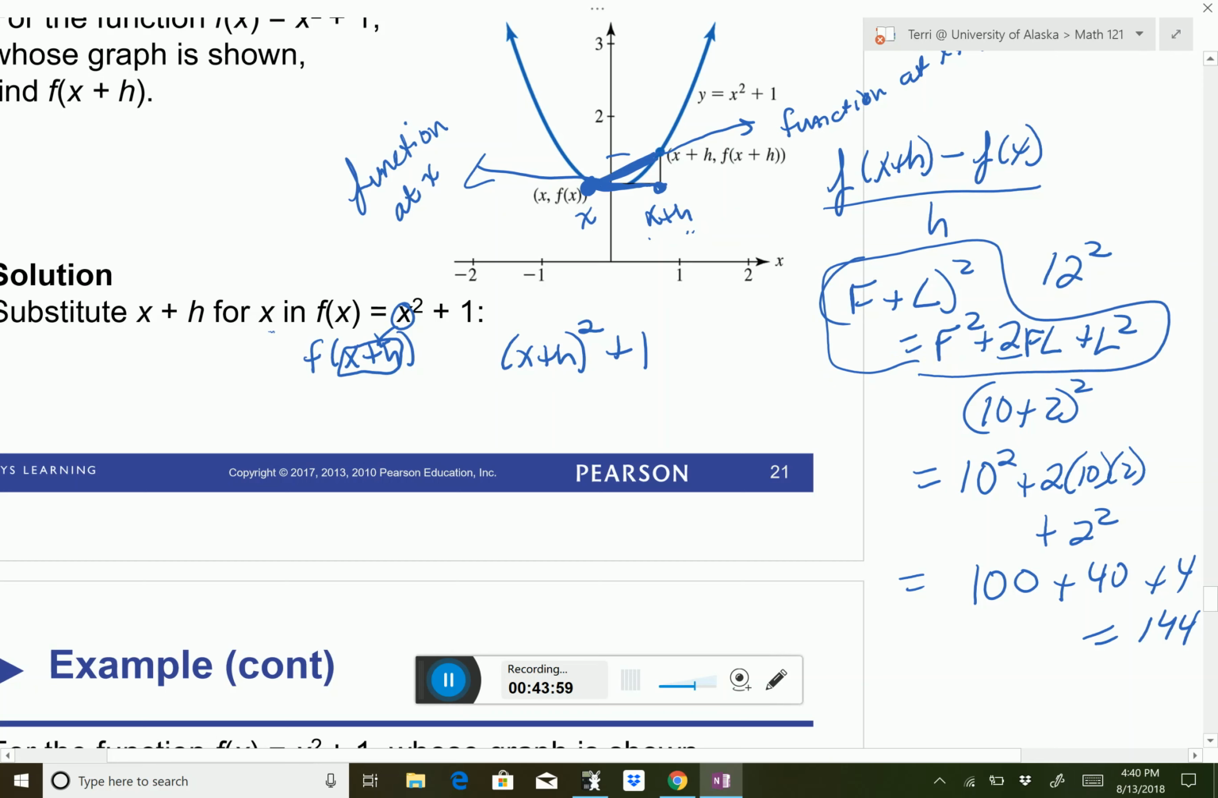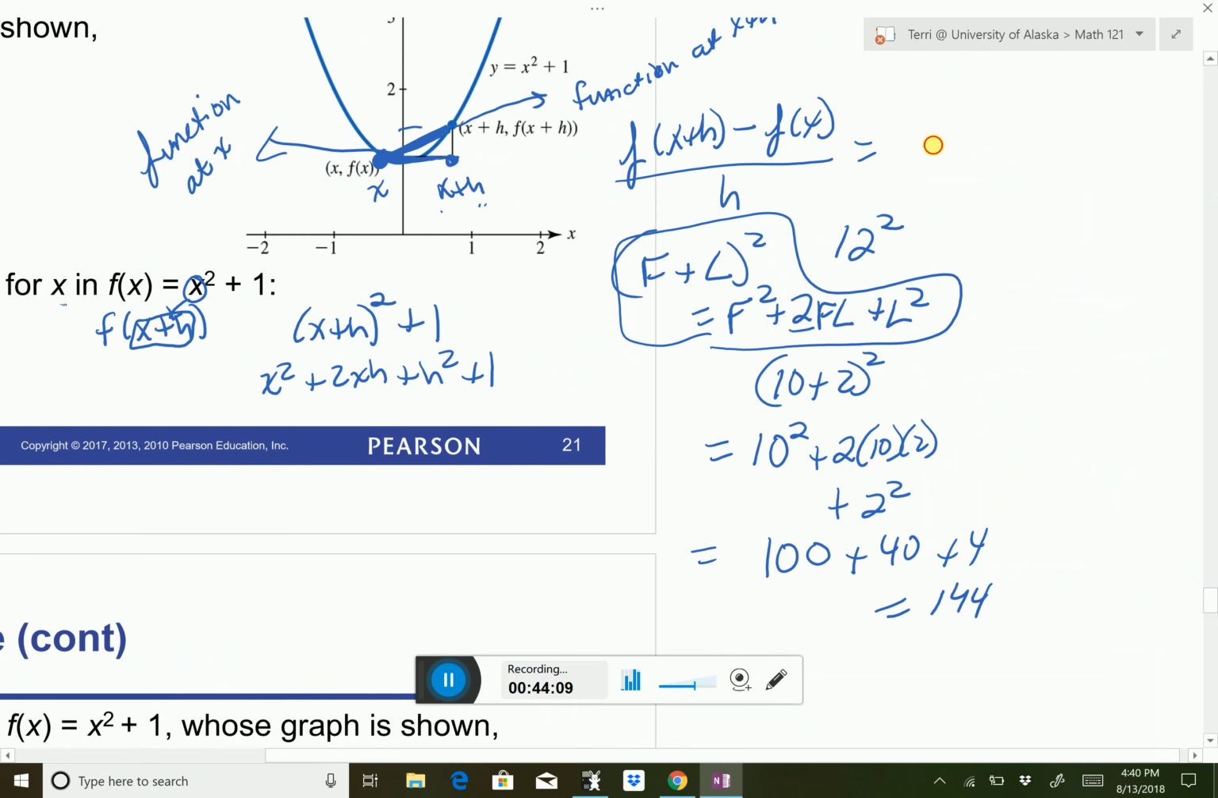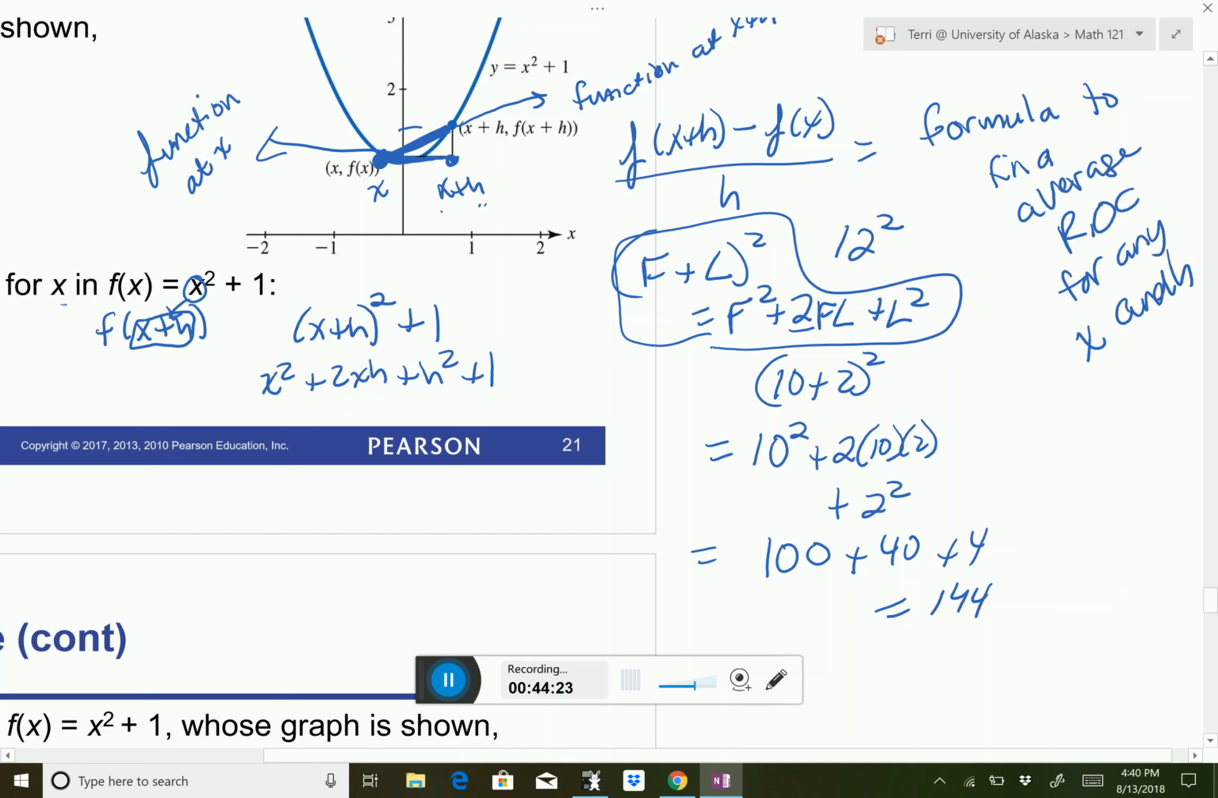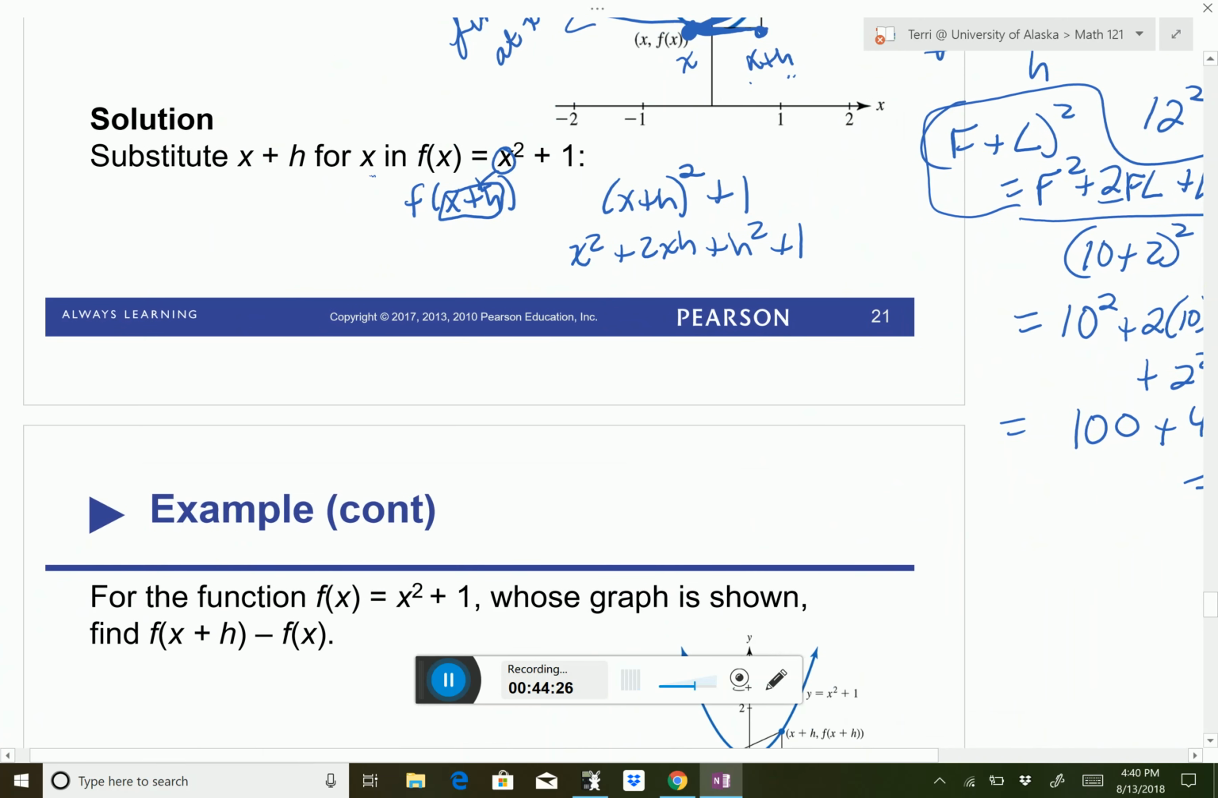So this means (x plus h) squared is x squared plus 2xh plus h squared, plus 1. So this is going to give me a formula to find the average rate of change for any x and h. So we're going to start just by finding what f of x plus h is. And this is what it is. This is f of x plus h.